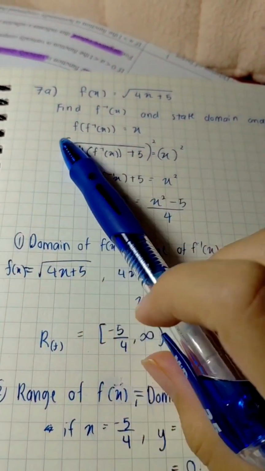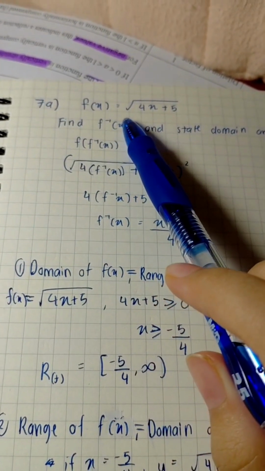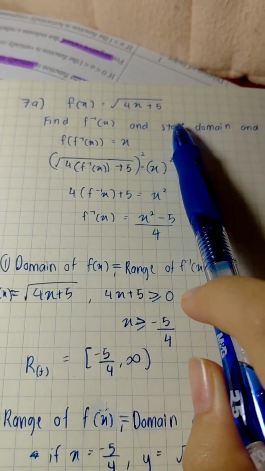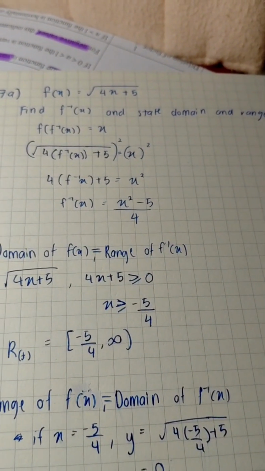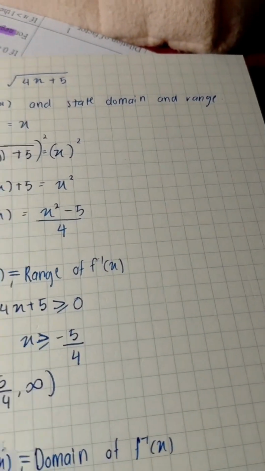For 7a, we got the function f(x) equals square root of 4x plus 5. Then the question asks to find f inverse and state the domain and range.